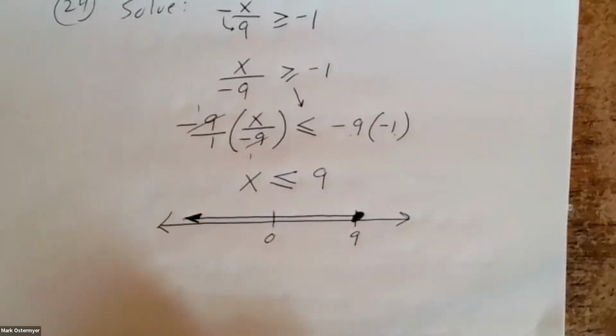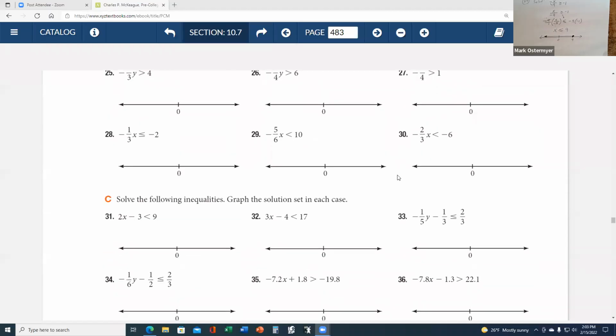Questions on how we just solved that inequality for x? So just remember, if you ever multiply or divide both sides of an inequality by a negative number, you must flip the inequality symbol around. Otherwise, you'll have an error.